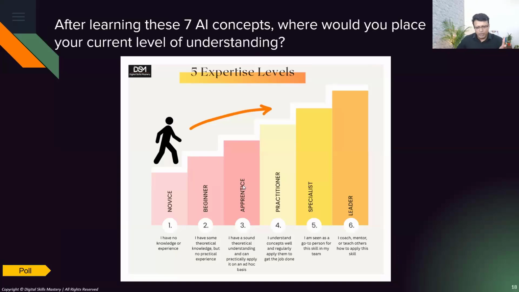You understand the concepts well and regularly apply them. Five is specialist. You are seen as a go-to person in an organization. And leader is number six, where you coach, mentor, or teach others on these AI principles and concepts. Quickly, just enter any of the numbers that you relate to at the moment. It just gives us an understanding of where you are now so that we can help you in future to take you to the next step. Perfect, perfect. 5 seconds more. Enter the numbers 1, 2, 3, 4, 5, or 6. Perfect. Thank you, guys. Thanks for your response.